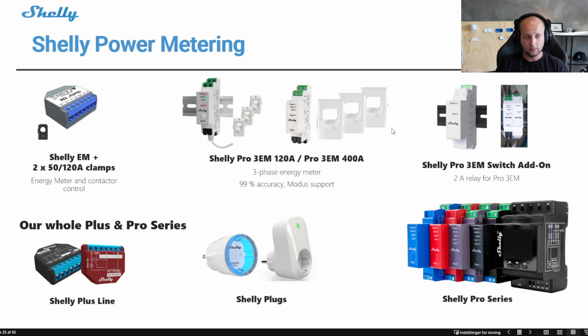Then we have a new device here. The Shelly Pro 3EM was launched a few months ago, and now we are launching the Shelly Pro 3EM 400. So we have two different devices. This is the same main device, but we have different current transformers. So the small ones here can measure up to 120 amps per phase, and the big ones here, they are very big, can measure up to 400 amps per phase. And this one is just launched now, and it is in stock.